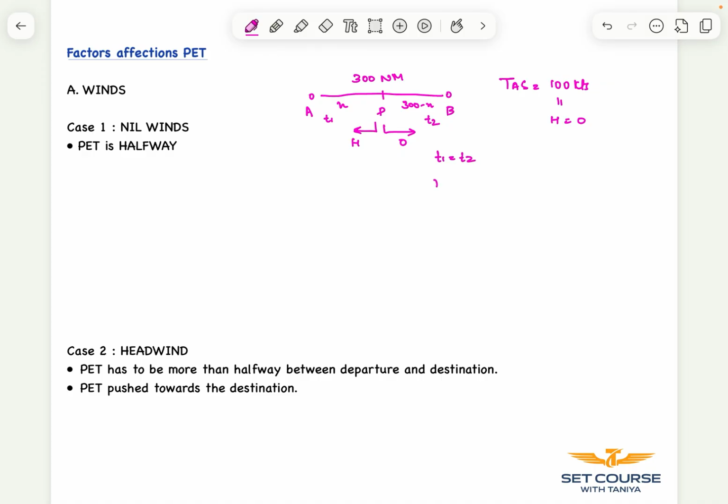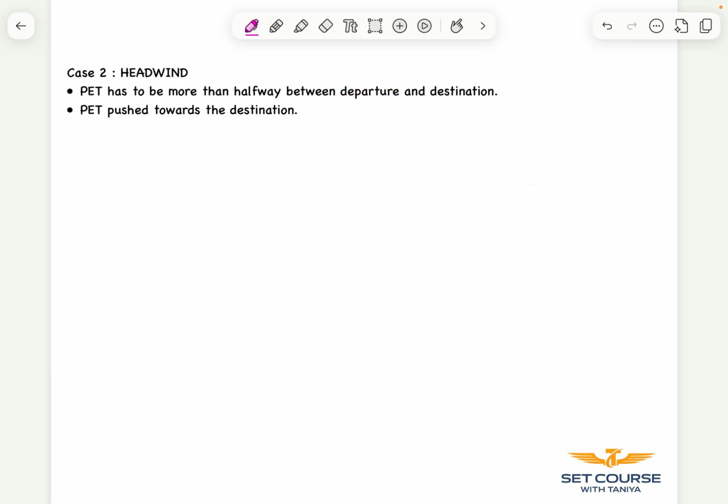That means x upon 100 equals 300 minus x upon 100 again. So cross multiplying, we get the value of x as 150 nautical miles, which is exactly midway of the distance of A and B. Now let's take the case of headwind.